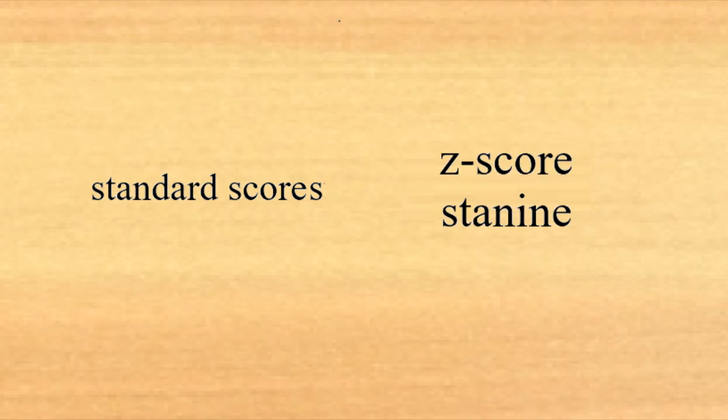That's why we introduced the standard scores. The common standard scores are the Z-score and S-tenine. Standard scores are most commonly called Z-scores. The two terms may be used interchangeably.